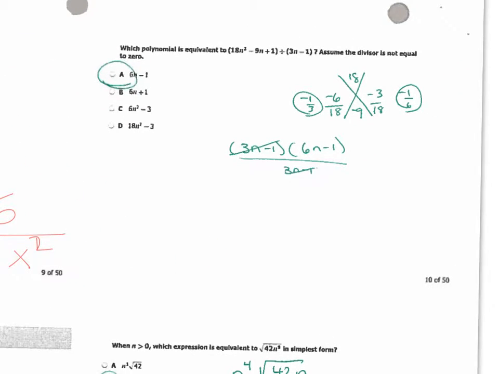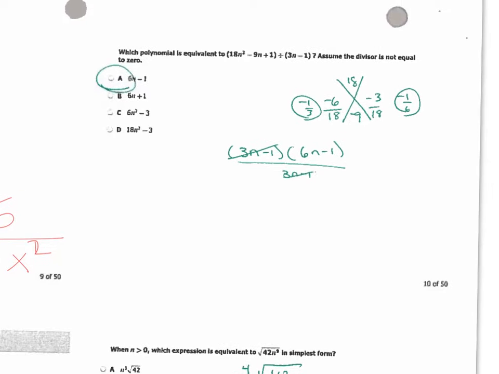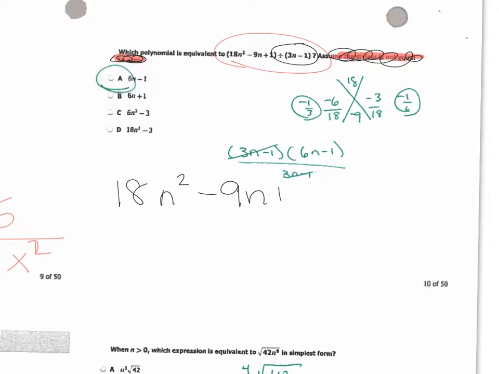If I look over at number 10, it says, which polynomial is equivalent to this? Assume the divisor does not equal 0. Ladies and gentlemen, whenever you see this, it's garbage. Cross it out. They're trying to confuse you. Division, I haven't seen that. Let's turn it into a fraction. When I have a division symbol, they're trying to trick you by doing this.